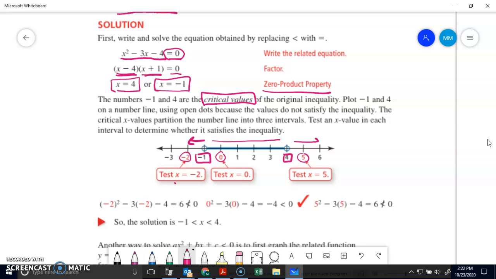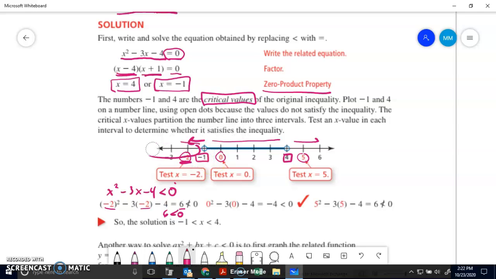So I'm going to test negative 2, and to test it, that means I plug it back into the original equation with the inequality, and when I plug negative 2 in, I get 6. Is 6 less than 0? The answer is no. So because this number didn't work, no numbers in this section will work.